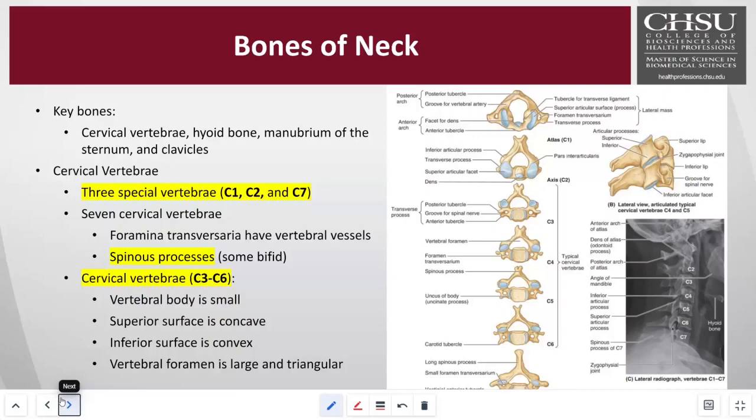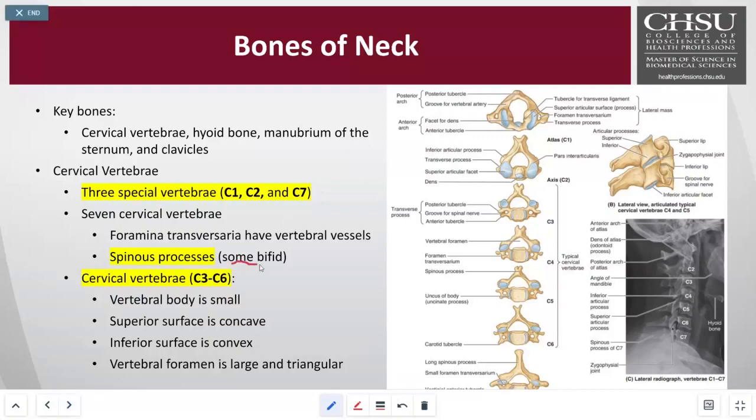Okay, because C1 to C7 spans your neck region, and there are three of these special cases. C1, cervical number one, and cervical number two, are called the atlas and axis. These are very unique vertebrae that maintain the base of the skull, and they form the ability to turn your head. The C1, C2, and C7, these three are unique in the sense that they have a slightly different anatomical variation.